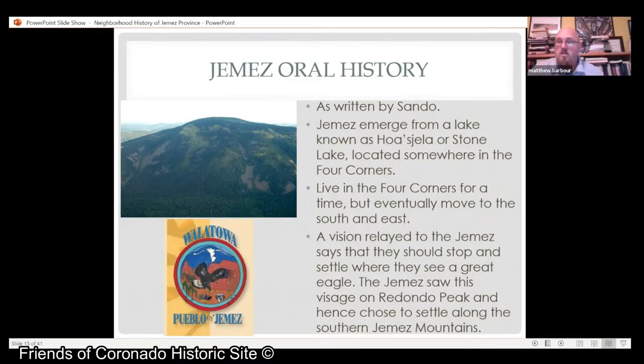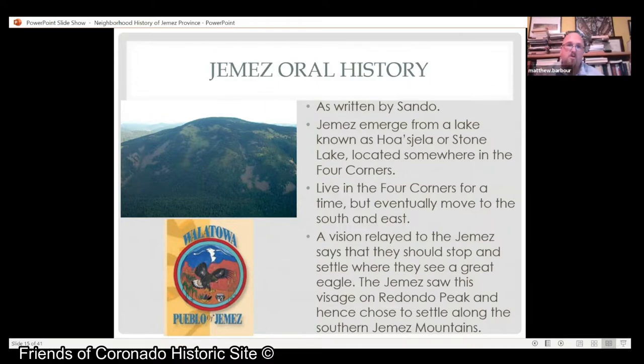And it's many of the reasons why Redondo Peak and the Valles Caldera is such a sacred and important place for the Jemez people today, and why they have such an interest in this place being preserved, protected, and potentially going into tribal hands. Their entire reason for settling in this area is based upon this mountain, which is not part of their tribal lands today. So it's an area of importance to them in many ways.